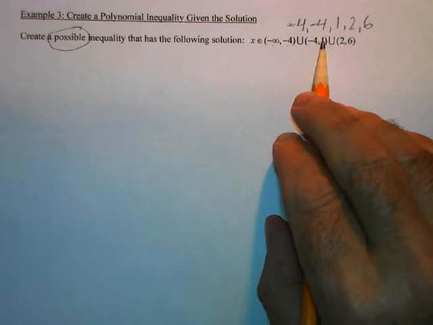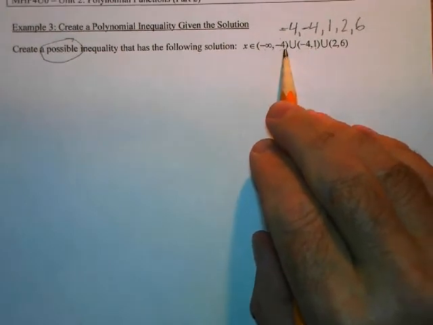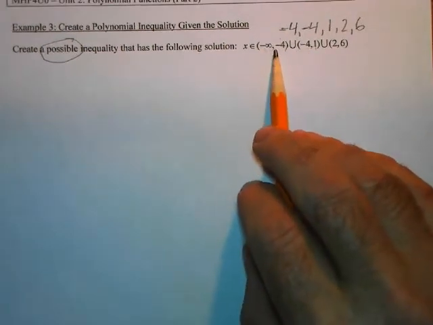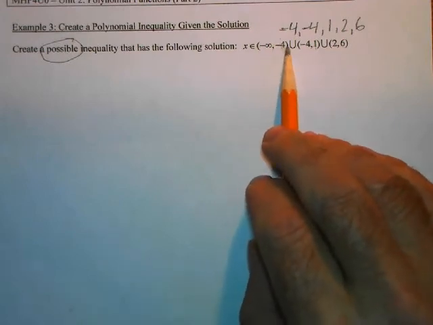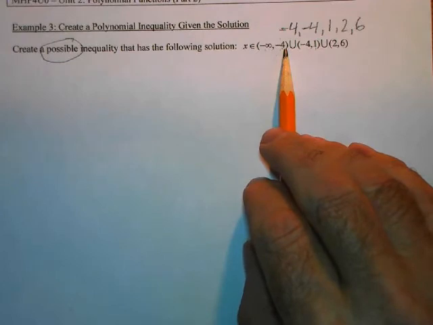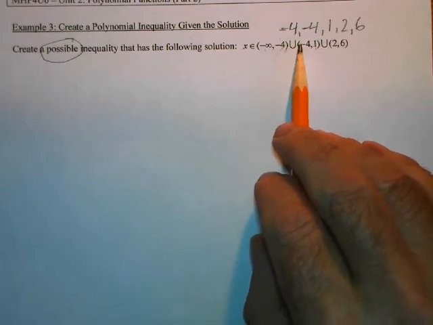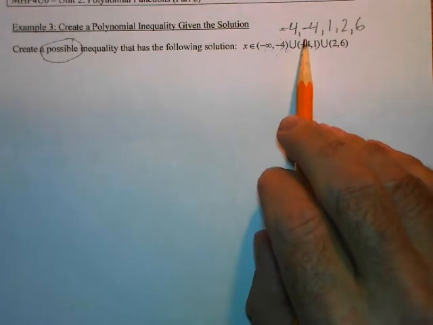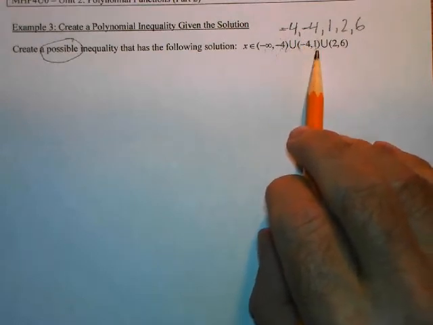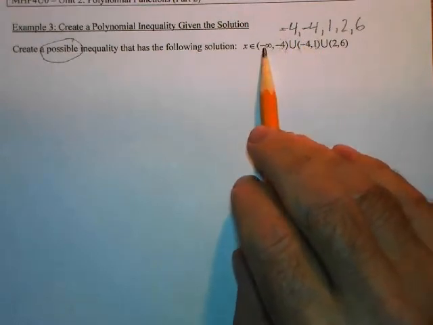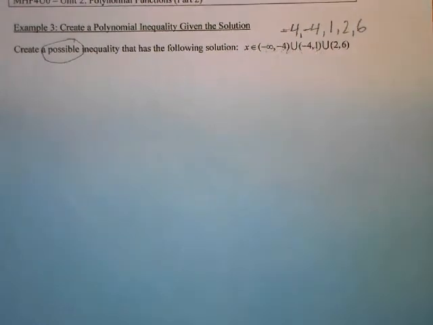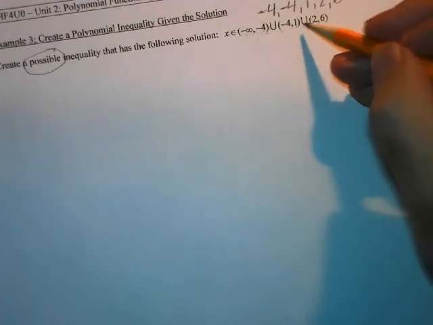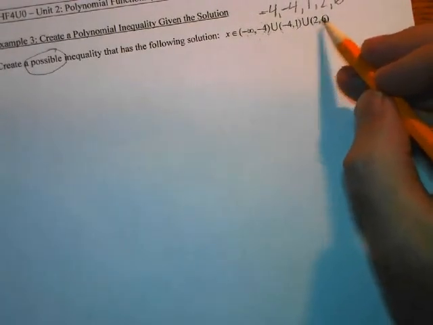Okay. And the key here is the round brackets. So it says the first interval that works is negative infinity to -4, but it doesn't include -4. Okay, because of the round brackets. The next interval is from -4 to +1, but it doesn't include -4 or 1. So basically it's everything from negative infinity to 1, except for -4. And then these other ones are fairly straightforward, 1, 2, and 6. They shouldn't be a problem.